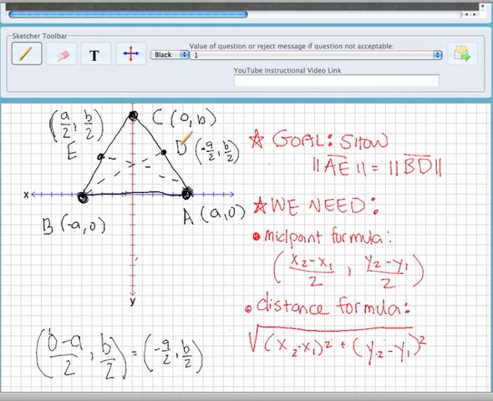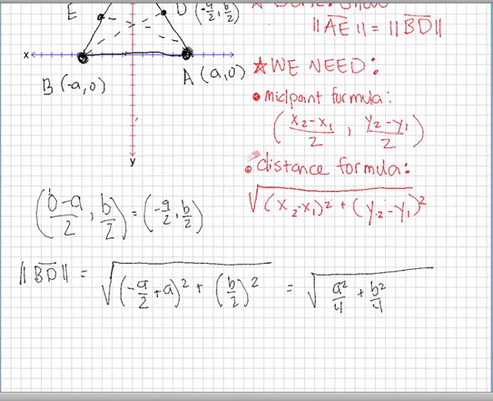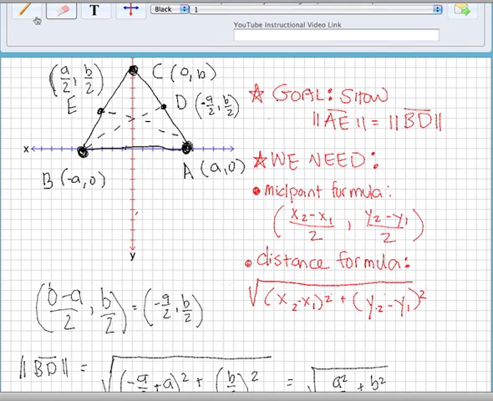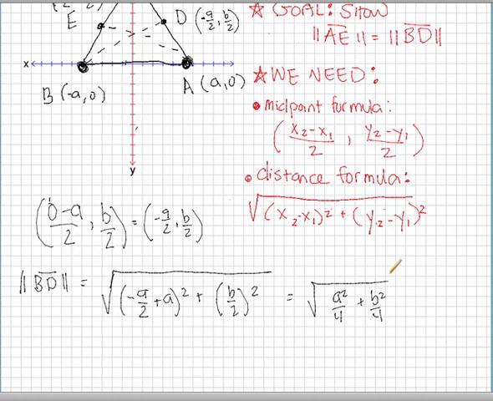If you want to go ahead and simplify that further, we will end up with 1/2 times the square root of a squared plus b squared.